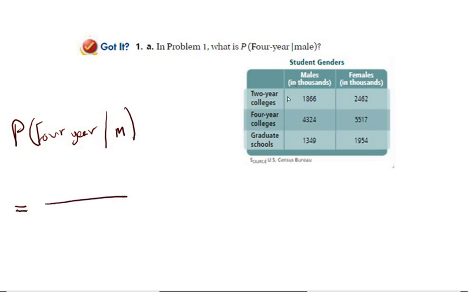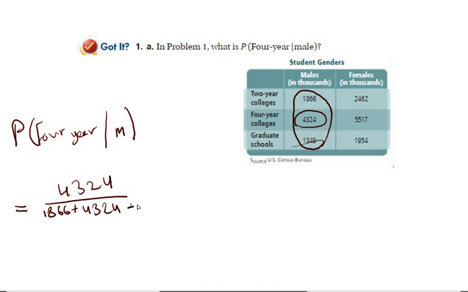And this is equal to the Fourier students in colleges, but there should be male students, so it is this number, 4,324, over the total number of male students, which is the sum of these three numbers, 1,866 plus 4,324 plus 1,349, and it's equal to around 0.57, which is 57%. Please let me know if your answer was correct.